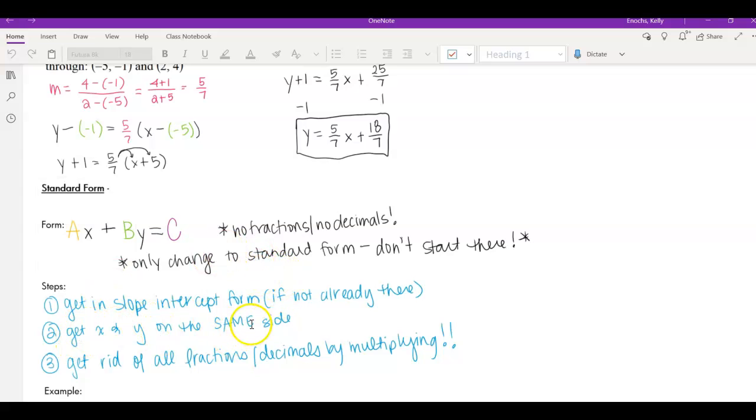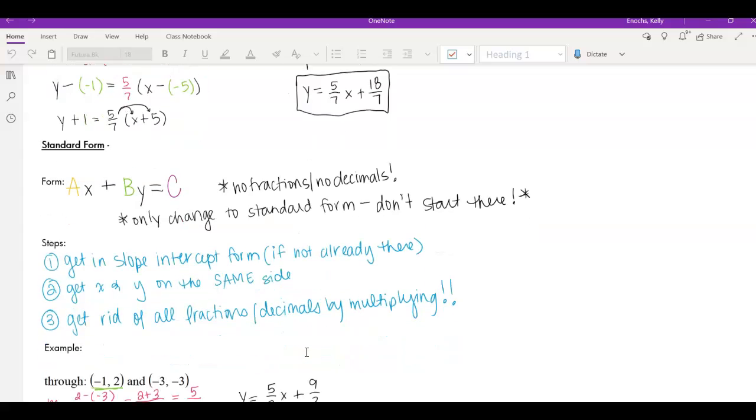Get x and y on the same side. So remember I told you that x and y are on the same side. That's a little unusual here. So you're probably going to have to do some addition or subtraction and get x and y on the same side. And then we're going to multiply to get rid of all of those fractions and decimals. If it's a fraction, we're going to multiply by our greatest common denominator. If it's a decimal, we're going to try to multiply by a number that will get rid of those decimals. All right, let's take a look at that one.